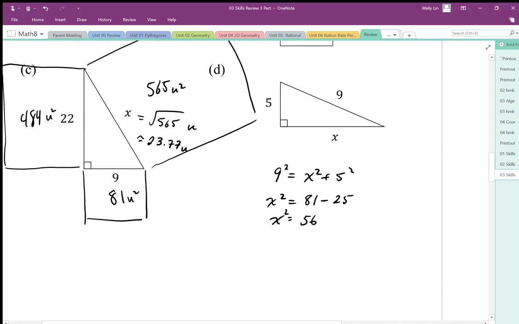Okay, and we still need to square root it to get the side length. So x is equal to the square root of 56. And as a decimal approximation, it's approximately 7.483, so we'll round that to 7.48.